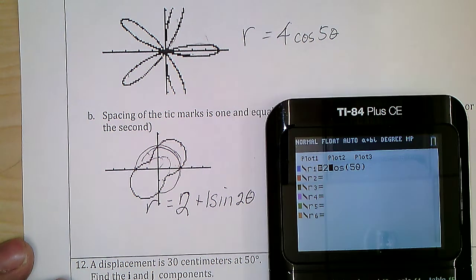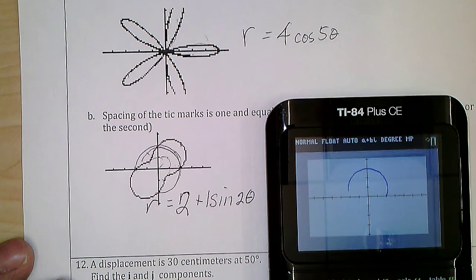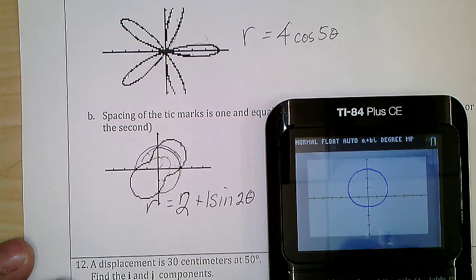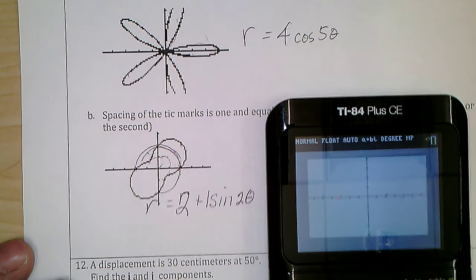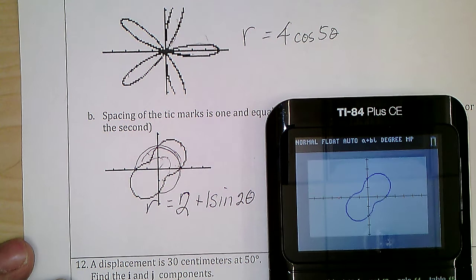So I'm guessing that's what this one's going to look like. So we're going to go 2 plus sine, close parenthesis, and 2 theta. Ooh, didn't put in the 2 right here. And there we go.